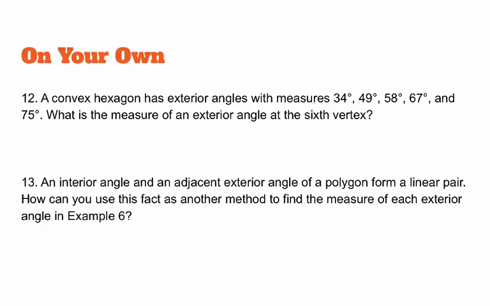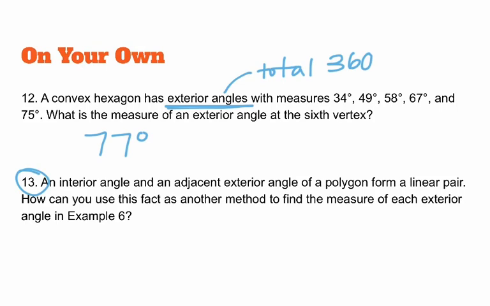All right, we've got two more examples, so go ahead, pause the video, and I want you to work through these on your own. All right, if you add up those 5 angles and you take them away from 360, because that's the total for an exterior, you would result with 77 degrees for that 6th angle. Now, number 13 made you think a little bit, and that's exactly what I was talking about on the last slide. It was talking about if the interior and exterior form a linear pair, you can use the fact that they add up to 180 degrees to figure that out.